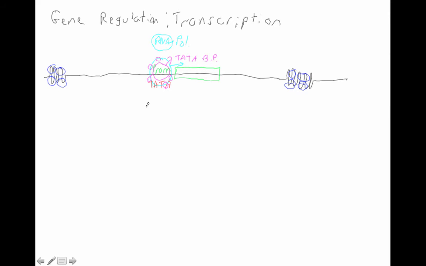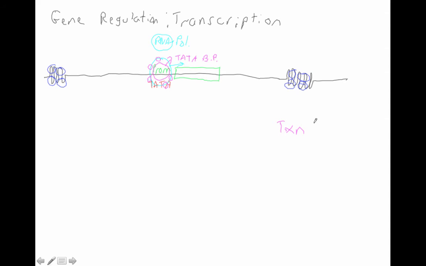So you should know this much so far, that the RNA polymerase binds to transcription factors that are bound to the promoter so that it can transcribe the gene. So let's make a list of things you should know regarding gene regulation at the transcription level. You should know transcription factors.